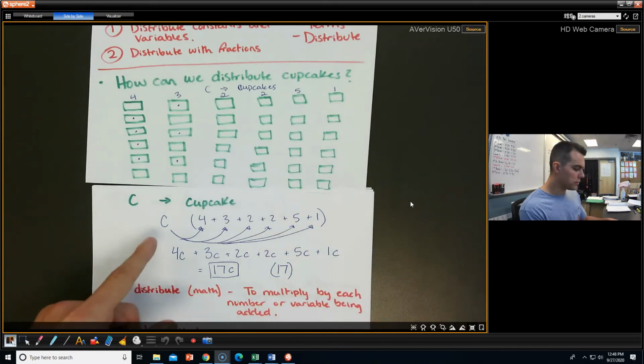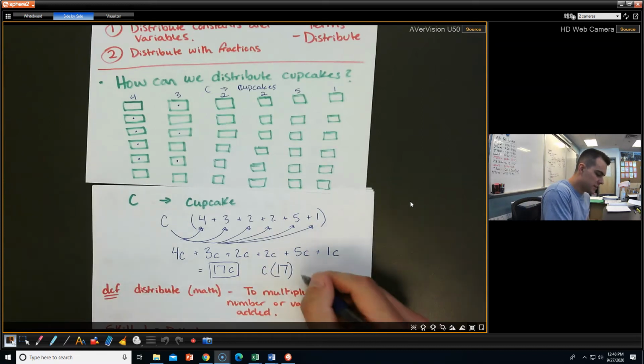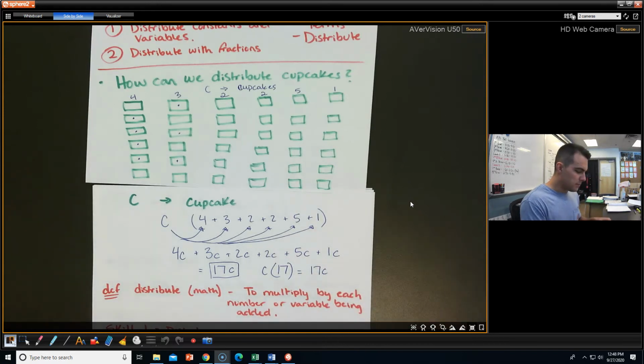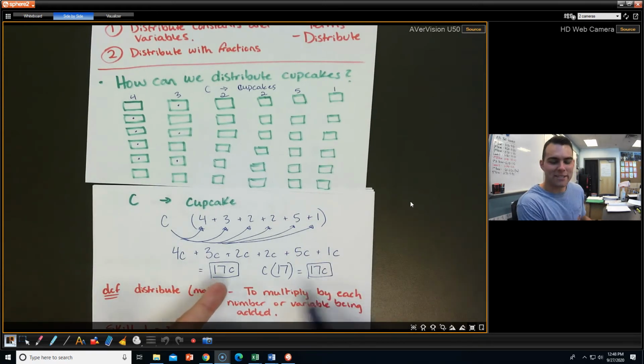And then it would have been multiplied by the C, so I get 17C again. But both ways work. I'm not wrong. I just went about it in a different way. Look, we did it the same. We got the same answer. I just did it a different way.